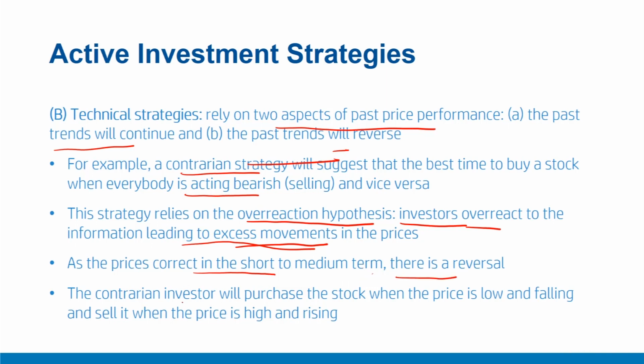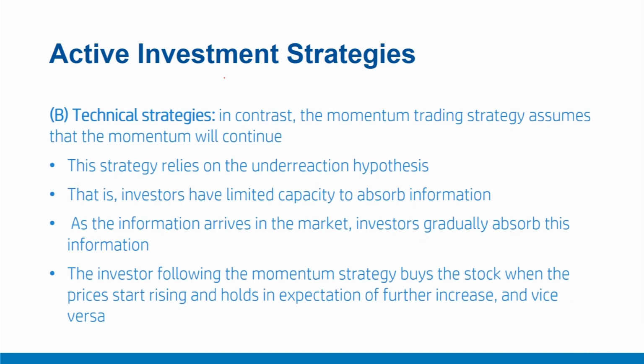For example, a contrarian investor will purchase a stock when the prices are low and falling, and he would believe that currently there is an excessive movement on the downside and therefore prices may correct and rise in the short to medium term. So he will buy the stock when the prices are falling, and once he believes that the prices have risen sufficiently, he will sell them before they start falling.